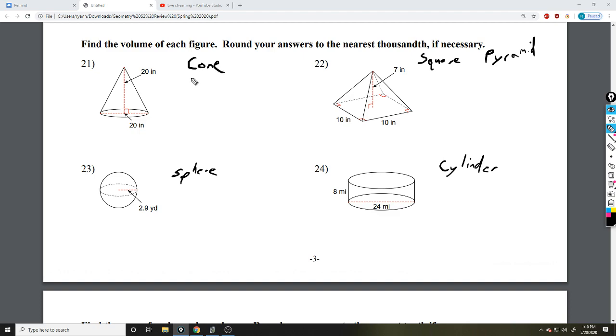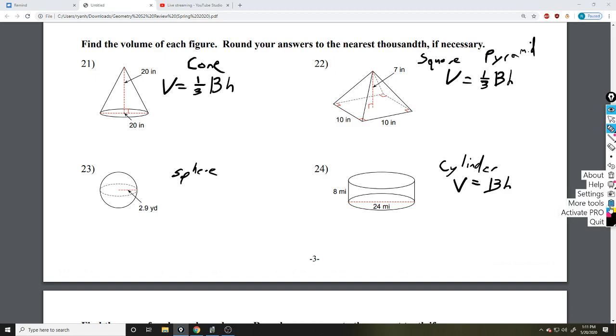All right. Now the cone and the pyramid are both going to have the same volume formula, which is 1/3 the area of the base times the height. Right, because it's based on our same type of formula. And then the cylinder and the prism have the same basic structure of the formula, which is just area of the base times the height.